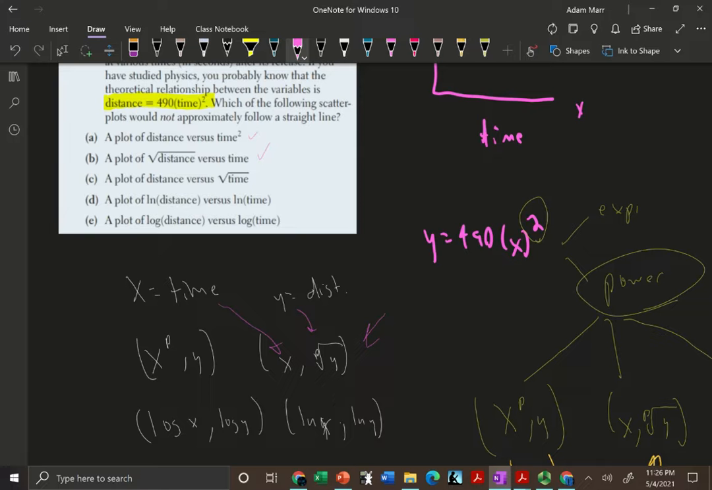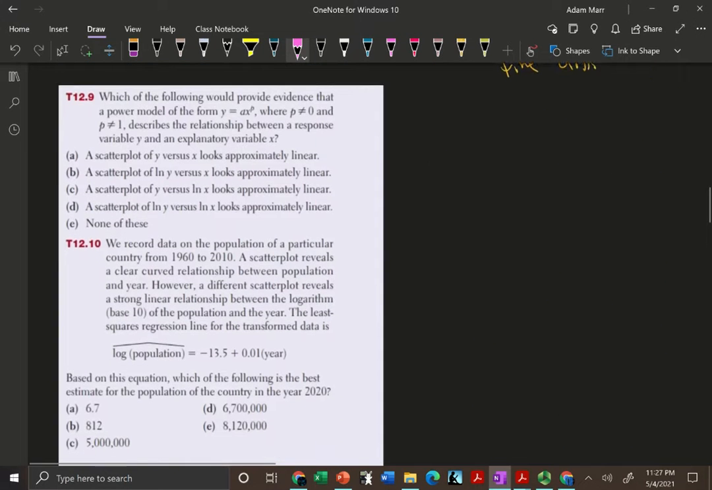Plot of distance versus square root of time. Wait a second. X is time, right? There's nothing here that would say the square root of x. So this is the one that's incorrect, all right? These two are okay, right? It says ln of both or log of both, so we're good there. All right, let's go to the next one.